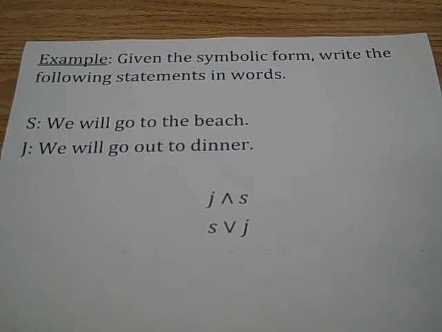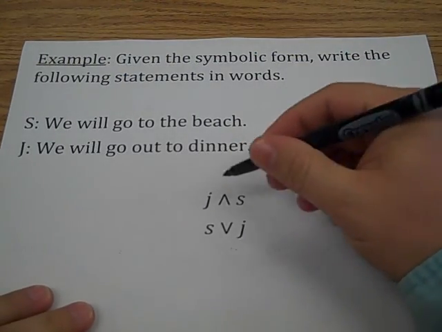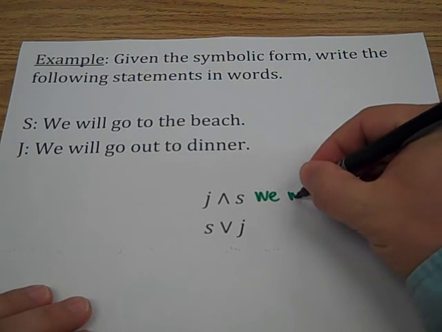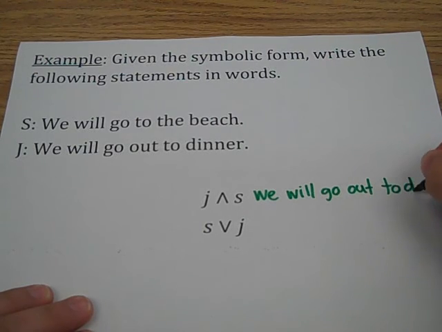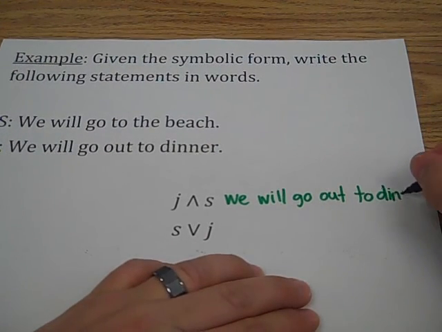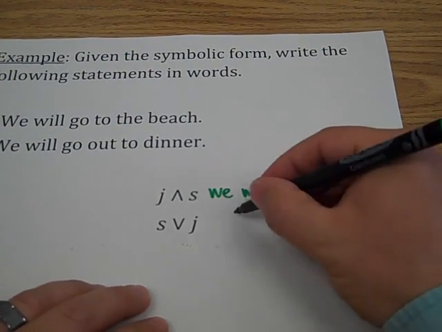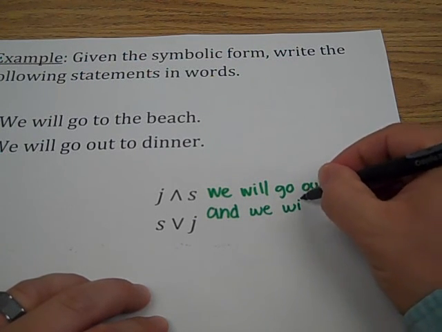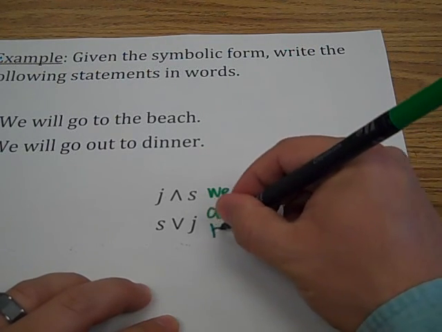We could do just the opposite. We can take this symbolic form and we can write them in words. So I have the same S and J, and now I have symbols. So here I have J first. We will go out to dinner. This symbol means and. I'm going to have to go below here. And S is we will go to the beach.